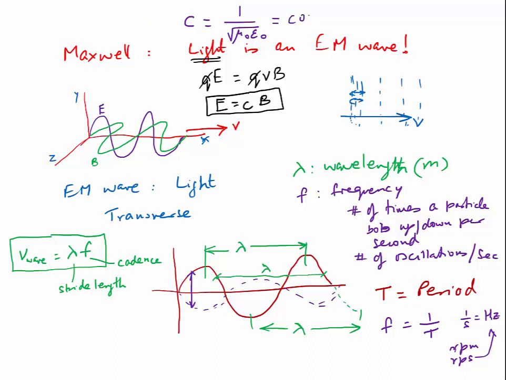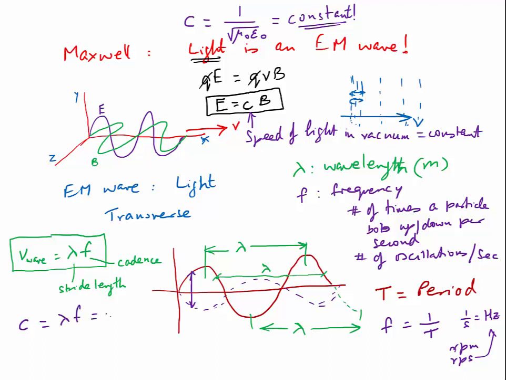Now this tells us something very special. This tells us that the speed of light must be a constant. It cannot vary with anything. So even though light comes in lots of different wavelengths and frequencies, the speed of it in vacuum, by the way, this equation only works when light is propagating in vacuum. So C is the speed of light in vacuum, and it's a constant. And so for light, I will write C equals lambda F, and that's a constant.